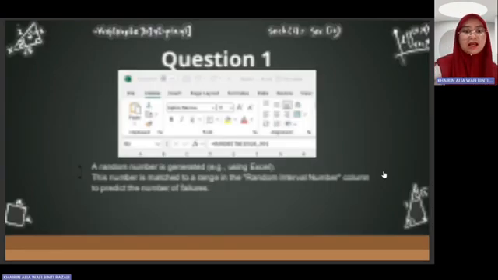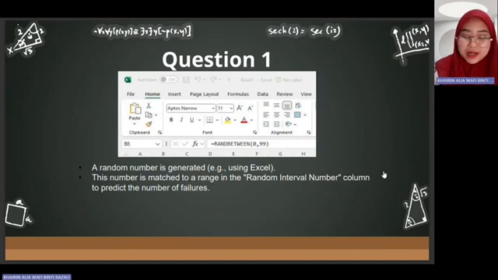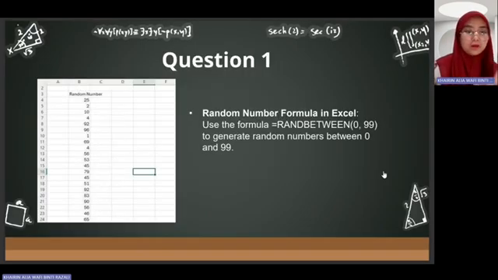For the next step, a random number is generated by Excel. We are using Excel. And how do we get a random number? The formula is equal RANDBETWEEN 0 until 99. This number is matched to a range in the random interval number column to predict the number of failures. So this is our random number, 25 until 65.